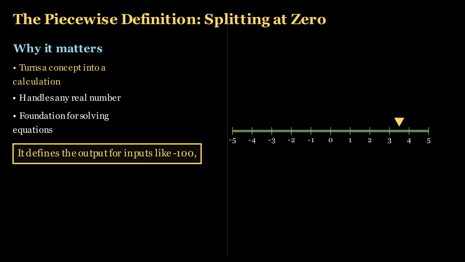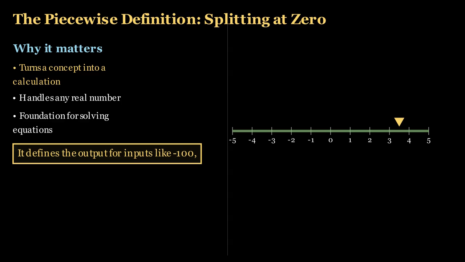Let's build the rule from scratch. Imagine the number line. For any number on the right side of 0, like 2 or 3.5, its distance from 0 is just the number itself. So for x greater than or equal to 0, the absolute value is simply x.